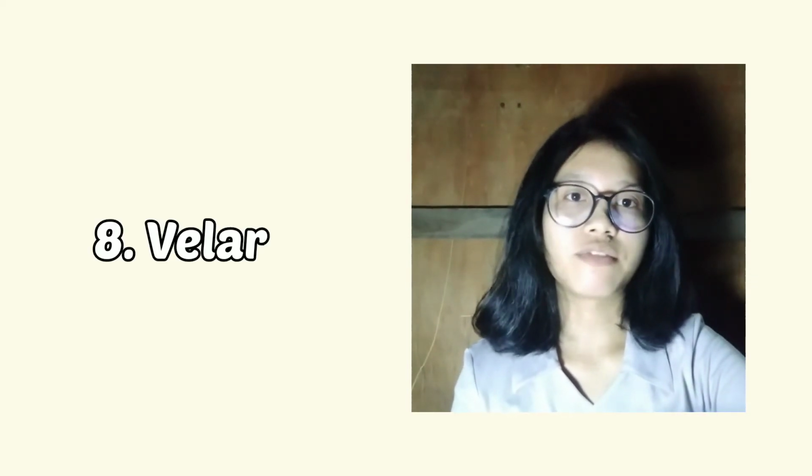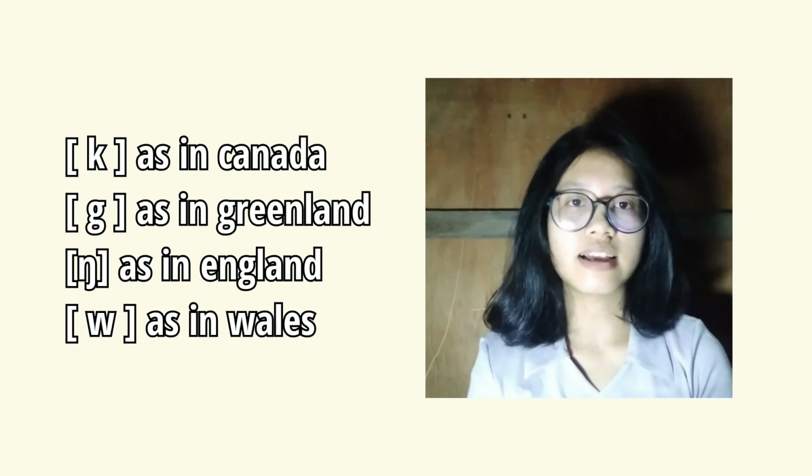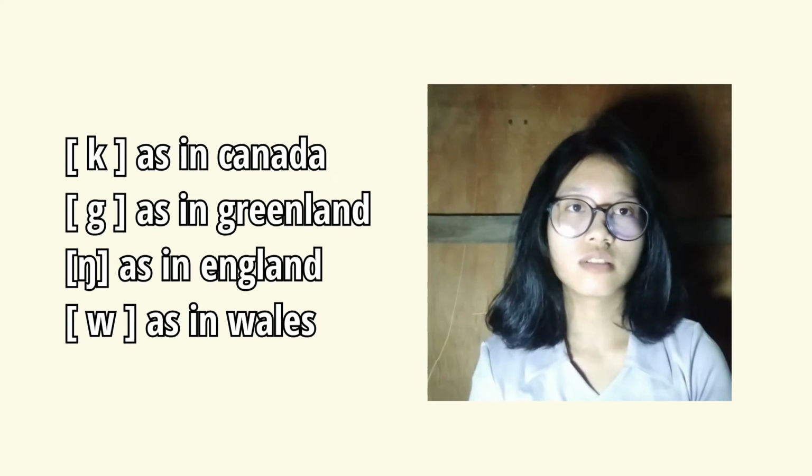Next, velar sounds. Velar sounds are produced when the back of the tongue touches the soft palate. Example, k as in Canada, g as in Greenland, ng as in England, w as in Wallace.